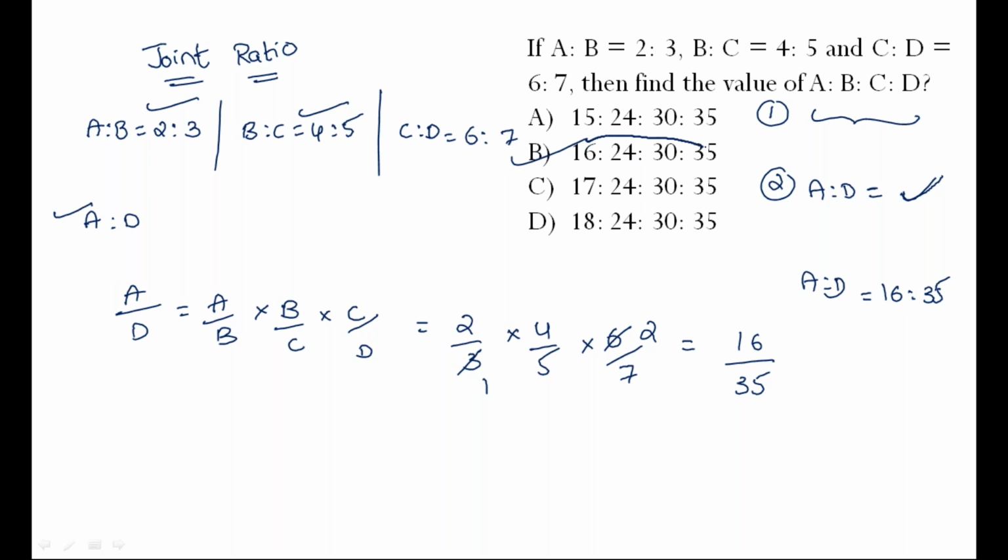A and D ratio. These are related to A, B, C, D. All options are A, B, C, D. A and D ratio is 16 is to 35. That's in option B. So friends, they give a lot of difficult approaches in your textbook. This is very, very, very easy. Hope you got A and D.